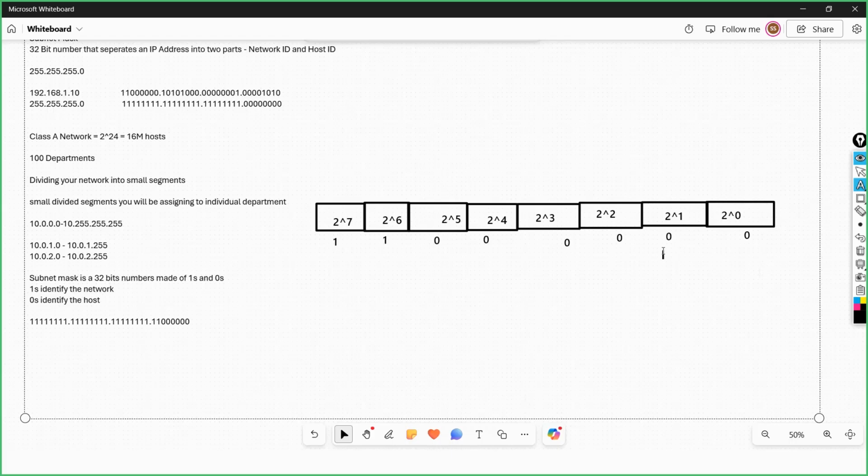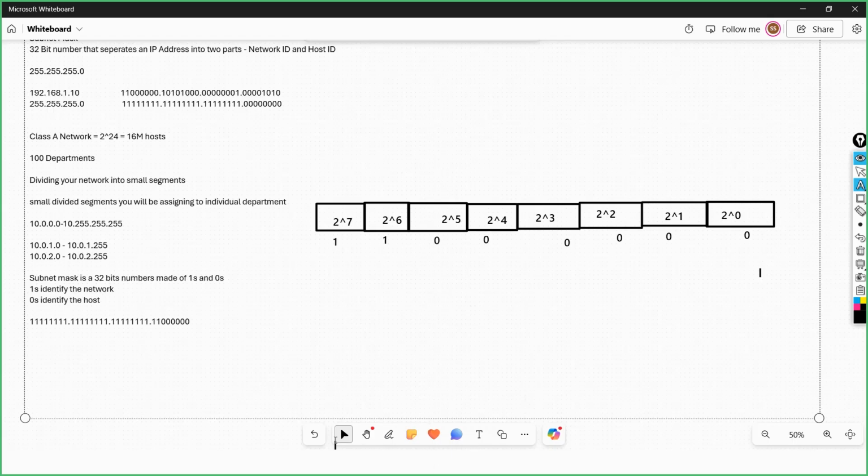These are zeros, so just leave this. 2 raised to 6. How much is 2 raised to 6? 64. And how much is 2 raised to 7? 128. So 128 plus 64 is 192, and the rest are all 0. And this 11111111, this is always going to be 255, right? This is going to be 255.